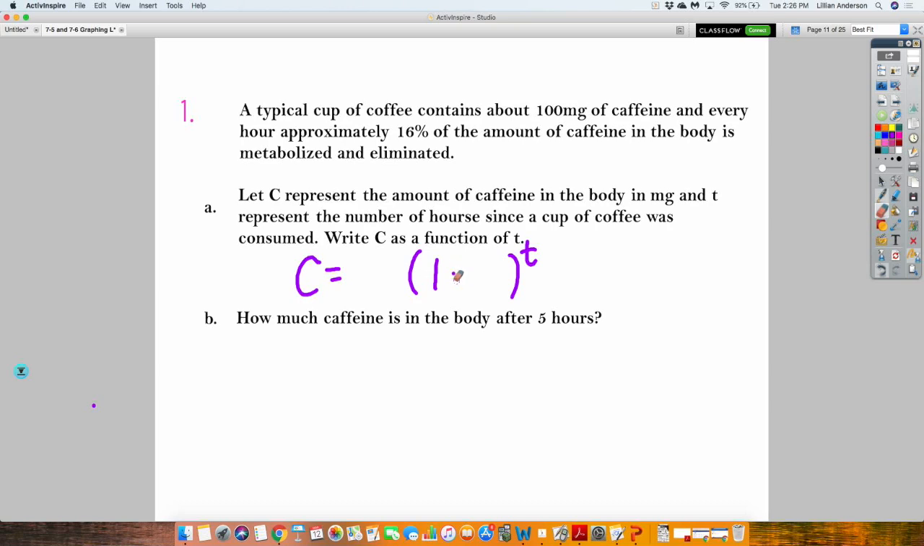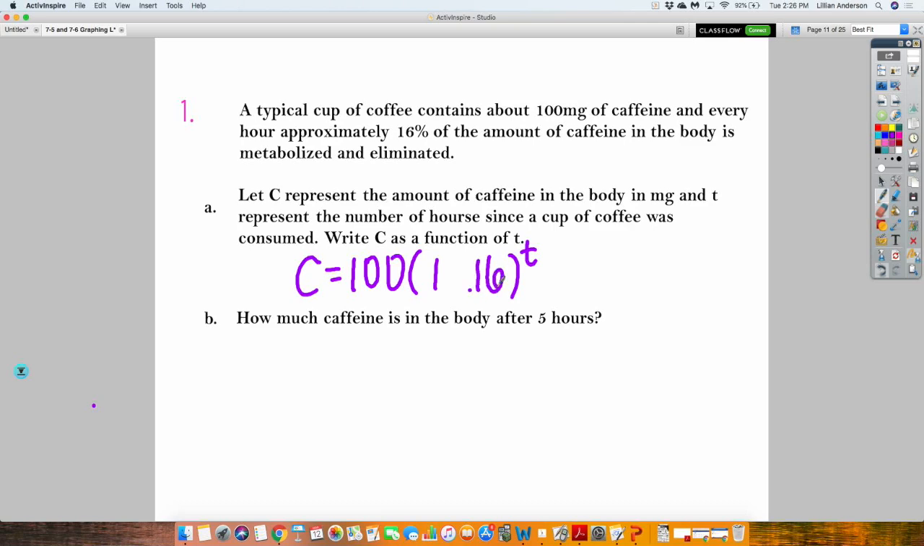The starting amount, which is how much? 100. So then this is going to go in for our A. What is our R? 0.16, because it says approximately 16% of the caffeine in the body is metabolized and eliminated.